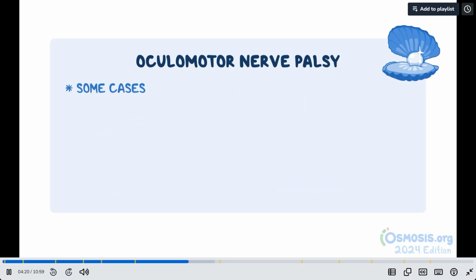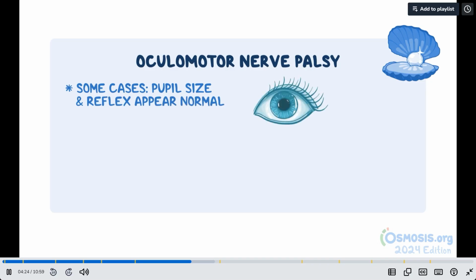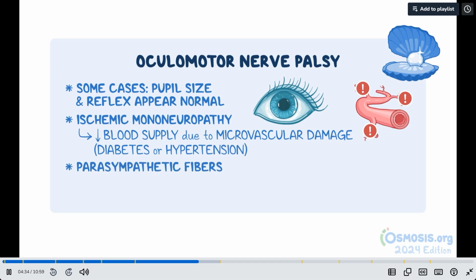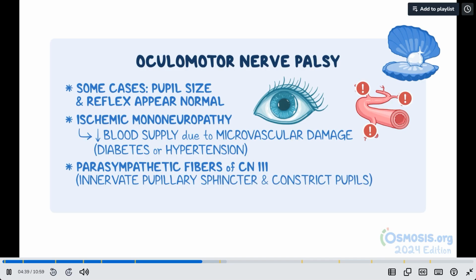Now, in some cases of oculomotor nerve palsy, the pupil size and reflex will appear normal. This happens with ischemic mononeuropathy, which is caused by decreased blood supply due to microvascular damage that can occur with diabetes or hypertension. Parasympathetic fibers of the cranial nerve 3 that innervate the pupillary sphincter and constrict the pupils run along the outer surface of the nerve, so they are less susceptible to ischemia.